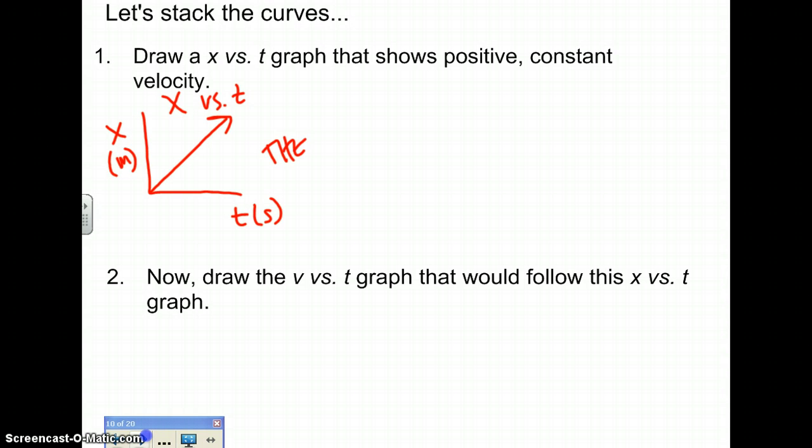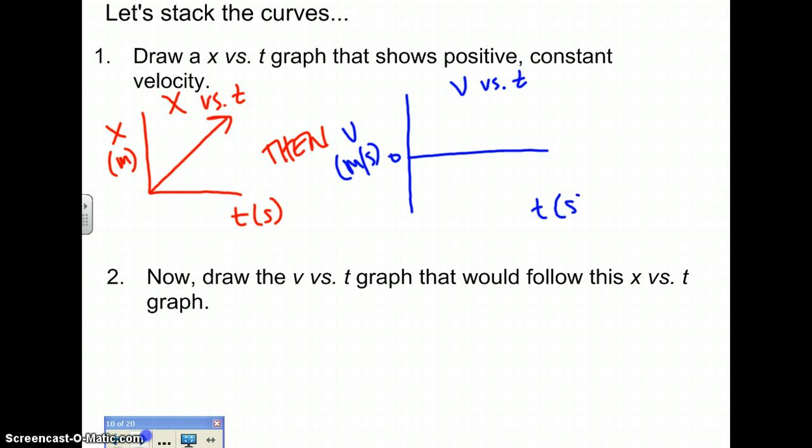So then, your velocity versus time graph would show, as you are moving, 1, 1, 2, 2, 3, 3, et cetera. So that gives you a 1, and it's a positive 1. So at like 1 meter per second, for instance, on the y-axis, you're just going to travel as time is moving on. This velocity versus time graph would indicate that you're moving at a constant positive velocity. Also, now draw the velocity versus time graph that would indicate this. You just did that right there.